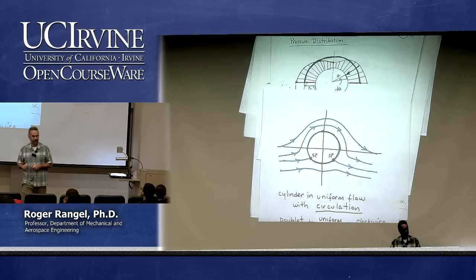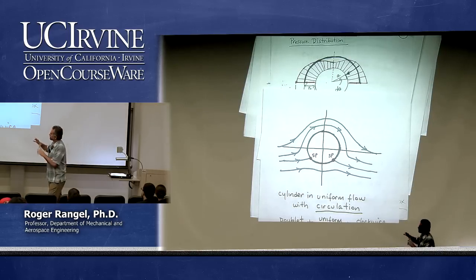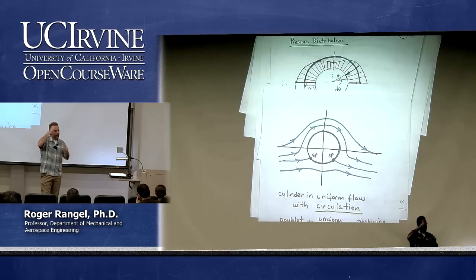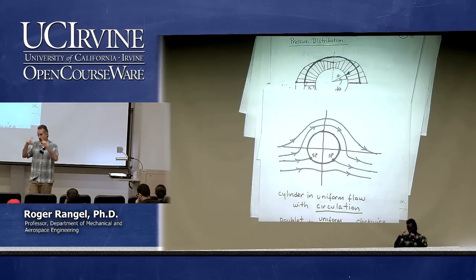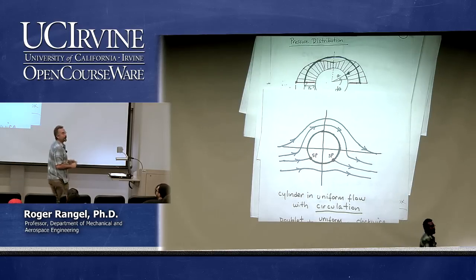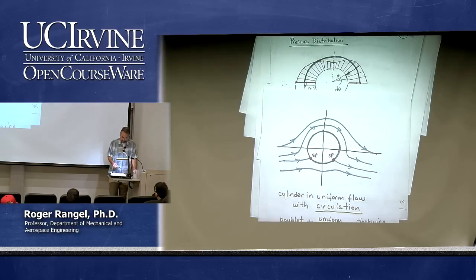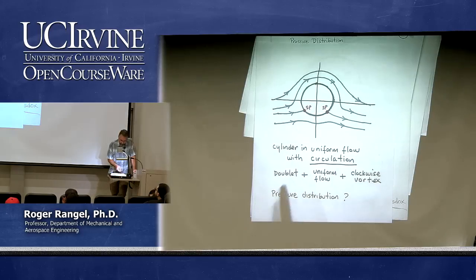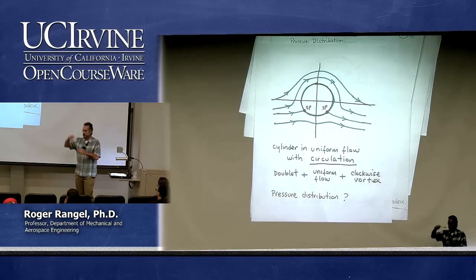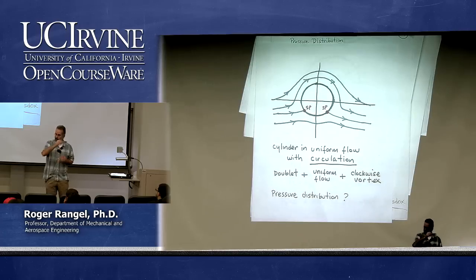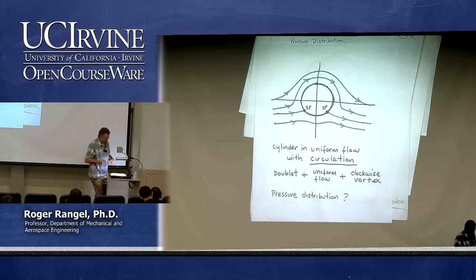No circulation, no lift. So therefore, instead of looking at a cylinder, if we were looking at an airfoil, where you really want to have the lift, then you need to have circulation. So when an airfoil is designed, it is designed so that it produces circulation, because if there is no circulation, there will be no lift. Right? So doublet plus uniform flow plus a clockwise vortex breaks away the symmetry with respect to the x-axis and produces a lift.